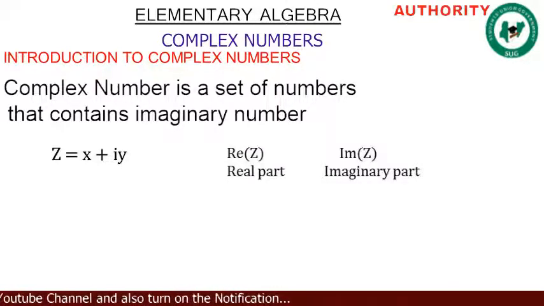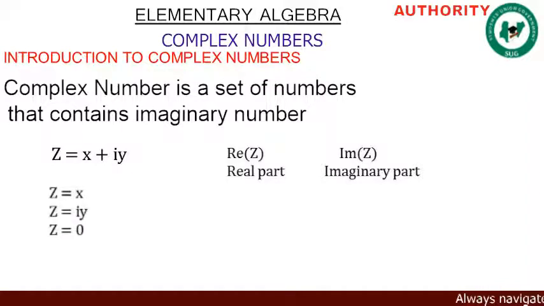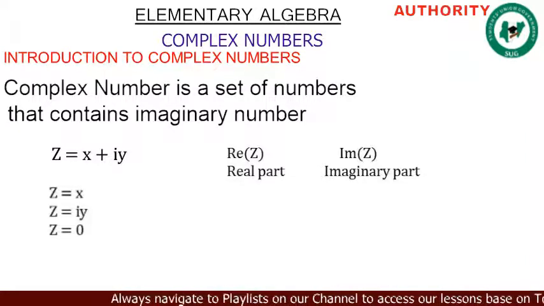So from here you are to note that in the complex number z equal to x plus iy, the real part can be 0. So if the real part is 0, that means you have z is equal to iy. And moreover, the imaginary part can also be 0. And if the imaginary part is 0, that means you have z is equal to x.